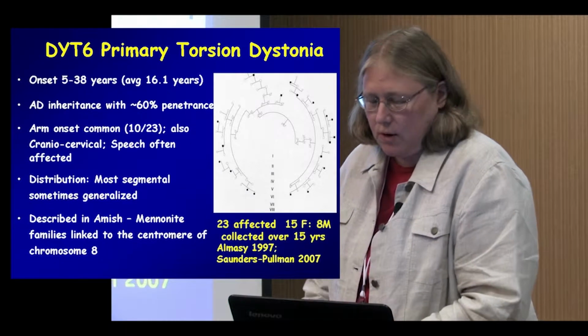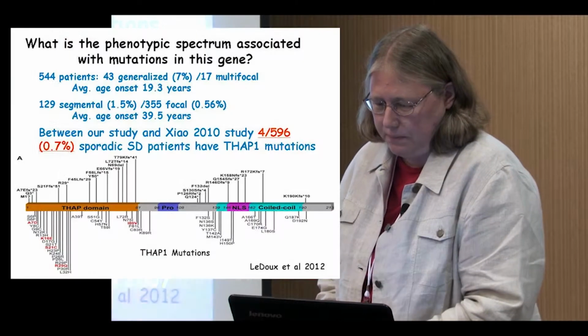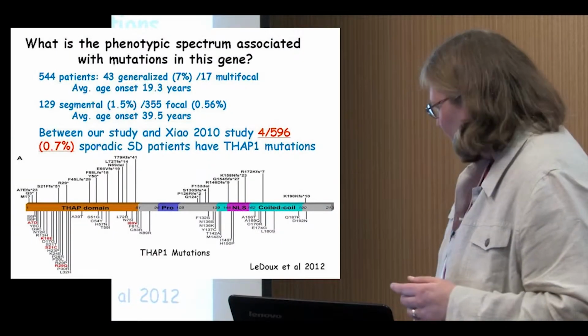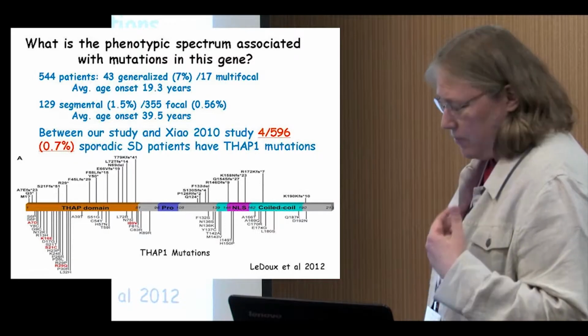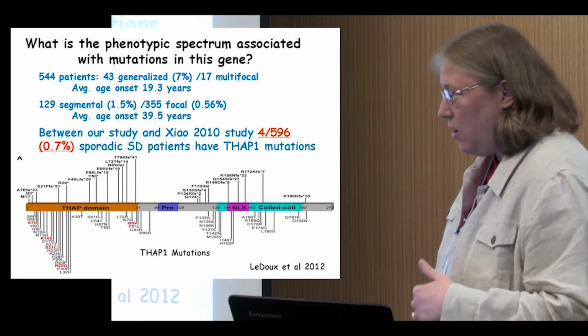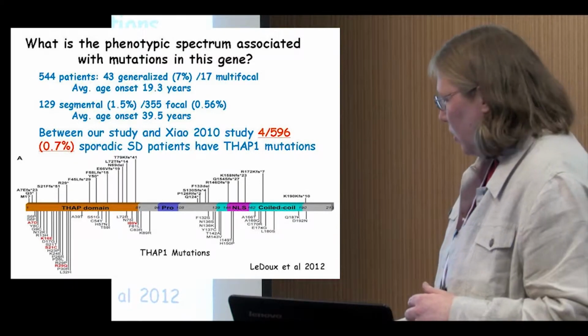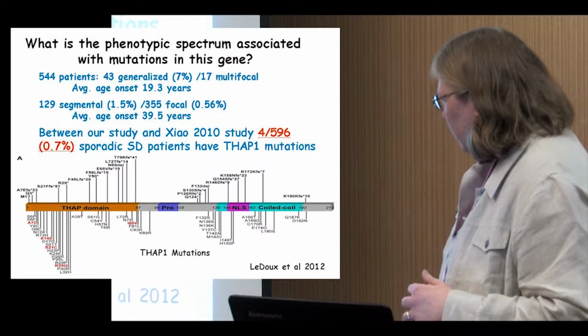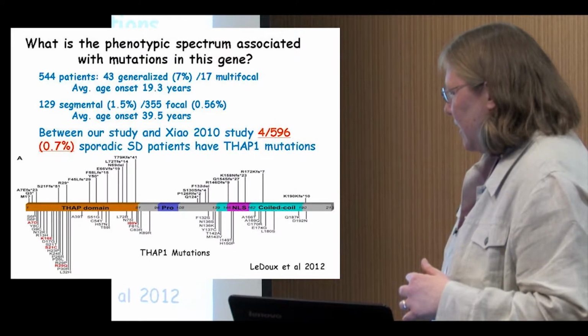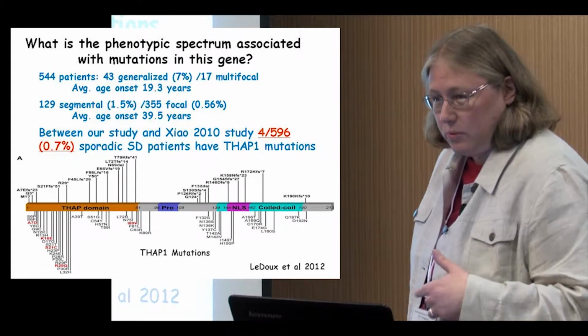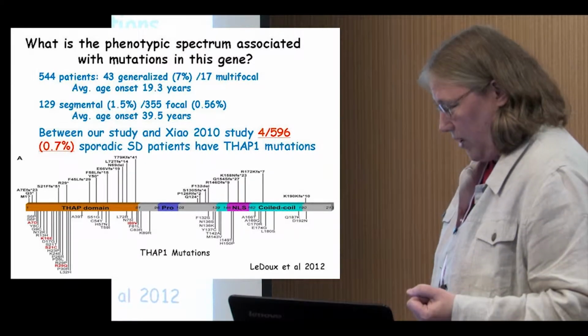This gene was identified by my lab in 2009, and it's a gene called THAP1. From 2009 until now, people have searched families all over the world, and this shows you all the different mutations that have been identified in this gene. So there are lots of different mutations of this gene identified in lots of different families.